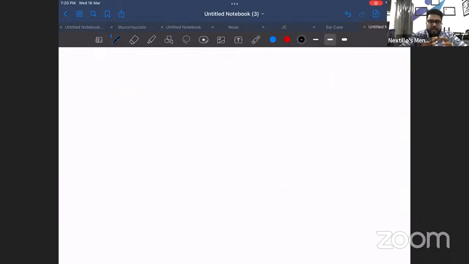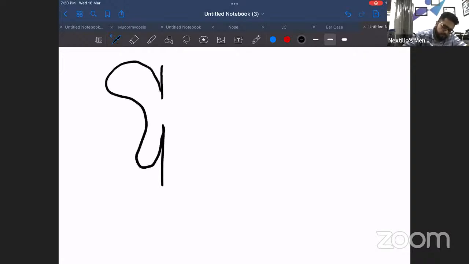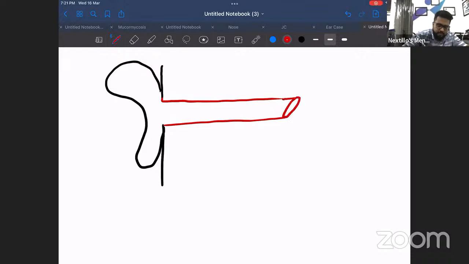So this is the pinna. This is the structure of the pinna. Now let's have a look at the external auditory canal. If this is the head, I am making the pinna like this. Here will be the external auditory canal till we reach the tympanic membrane.